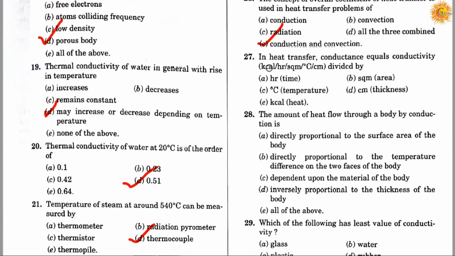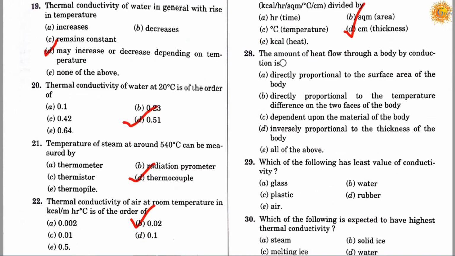Question number 27. In heat transfer, conductance equals conductivity in kilocalorie per hour per square meter per degree centigrade per centimeter, divided by option A, hour time; option B, square meter means area; option C, degree centigrade means temperature; option D, centimeter means thickness; and option E, kilocalorie means heat. So the correct answer is D, it will be centimeter thickness.